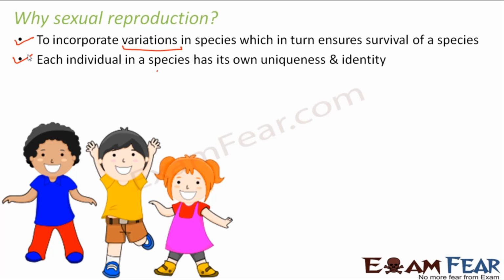That means each of them has some uniqueness of their own. They have an identity of their own. It is just that they have some similarities to their parents, but they are not exactly identical. So this uniqueness is possible only with sexual reproduction. Each person is unique in himself or herself, right? So these were some of the things because of which sexual reproduction came into the picture.